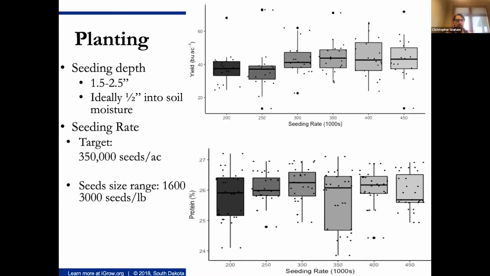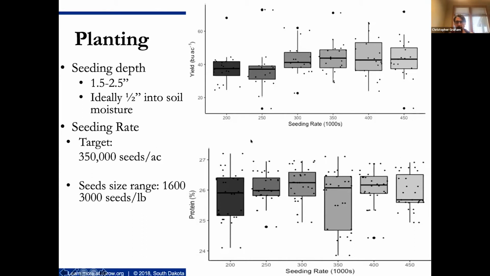germination. And then seeding rates, we typically target about 350,000 seeds per acre. And just to give you an idea, what is 350,000 seeds? Seed size ranges from 1,600 to 3,000 seeds per pound. Of course, there's a lot of variation in varieties, but it ranges from 140 to 180 pounds, which is 60-pound bushels, so 2 to 3 bushels, depending on seeding rate and seed size.